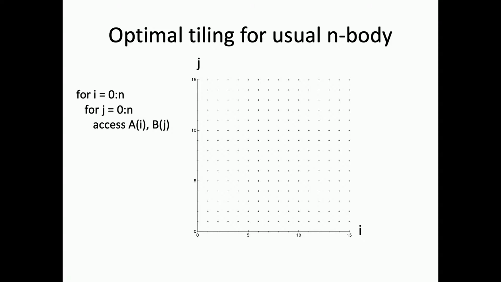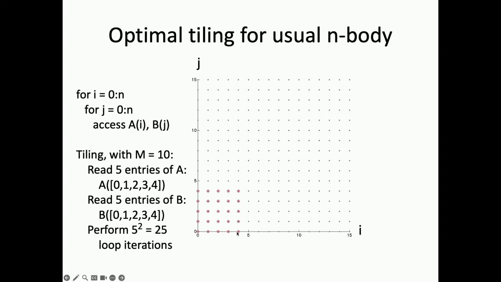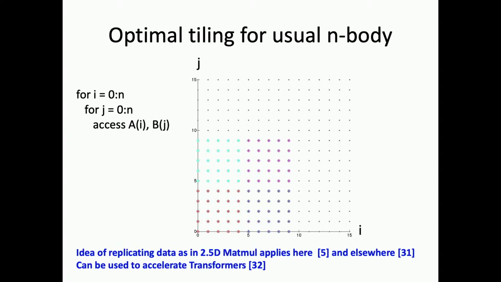So what's the optimal tiling? I'll read in 5 entries of A, 5 entries of B, and I can do all 25 entries there. So you don't need any fancy math to do that. And I can tile the plane, and that's my optimal algorithm. And all the ideas I had about 2.5D apply here, and I can get big speedups, and we've used them to accelerate transformers. So it's the same idea, but I won't go into the details.